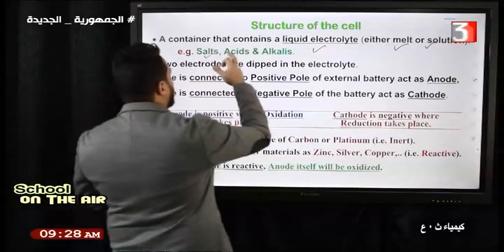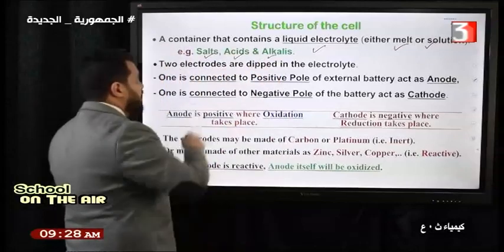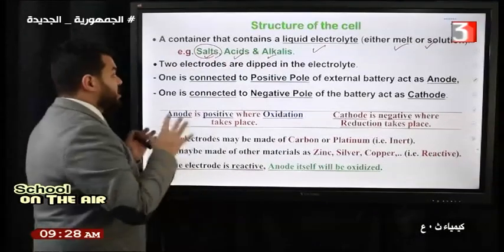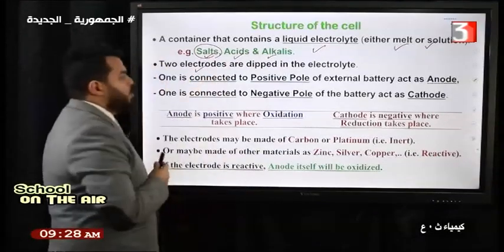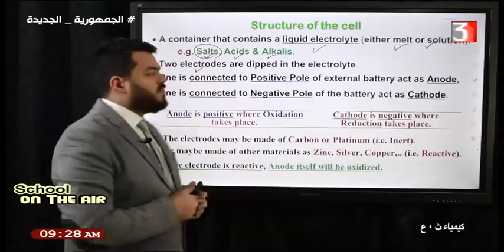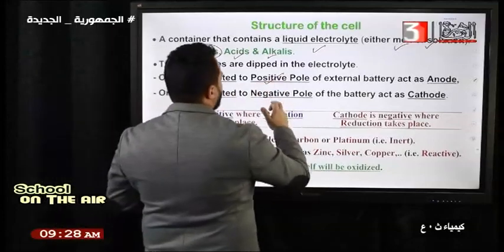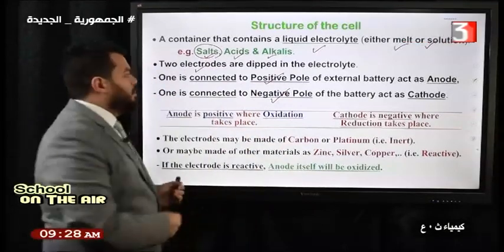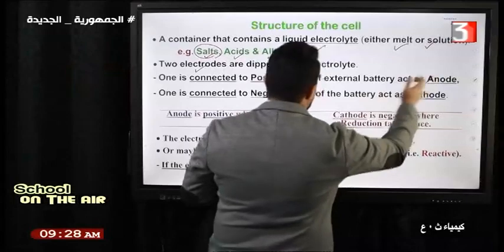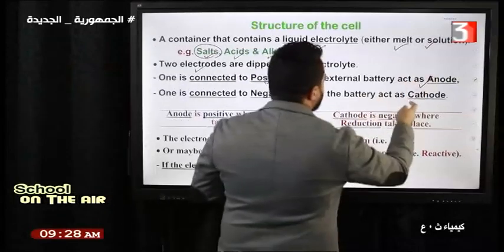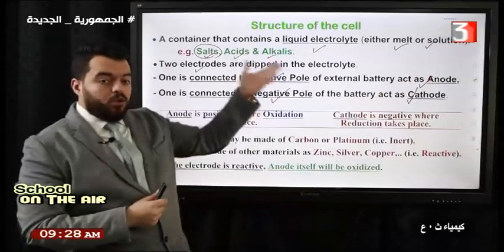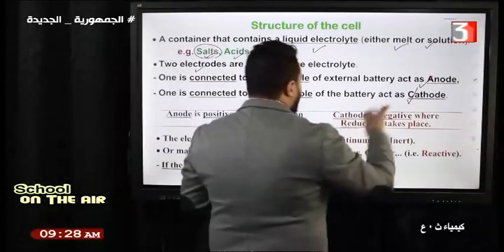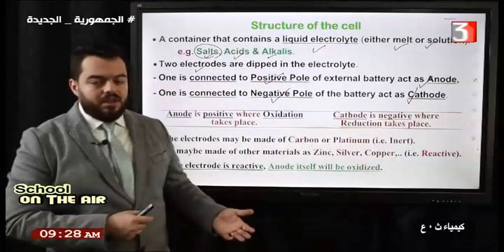It can be a salt, an acid, or an alkali, and the salt must be a salt solution. The electrolytic cell also contains two electrodes which are dipped in the electrolyte. One of them is the positive pole and the other is the negative pole. As it's the opposite of the galvanic cell, the positive pole will be the anode and the negative pole will be the cathode, as at the anode you do an oxidation reaction, and at the cathode you do the reduction reaction.